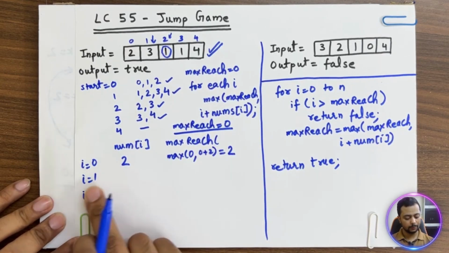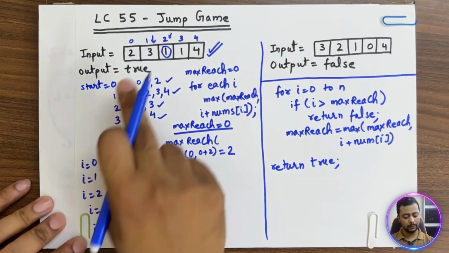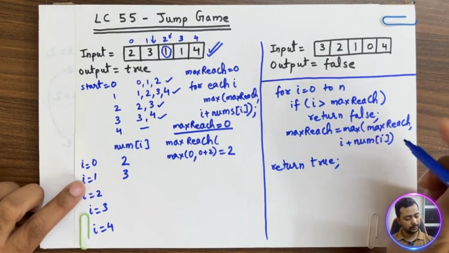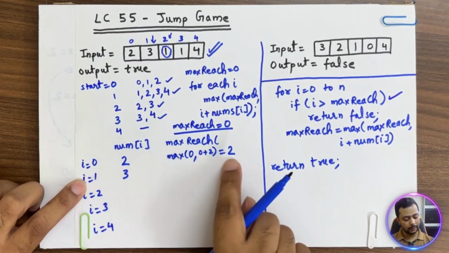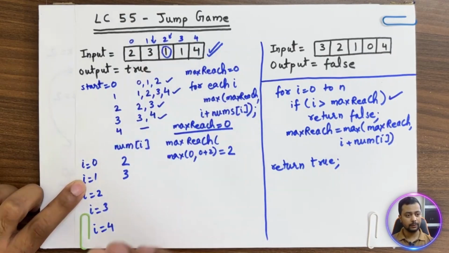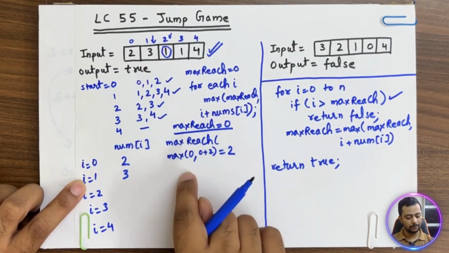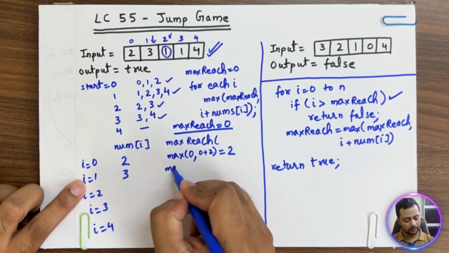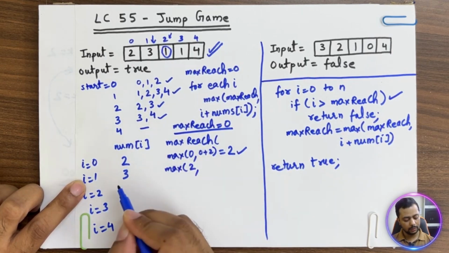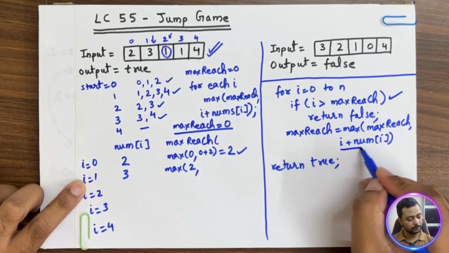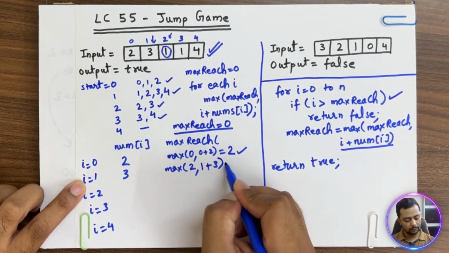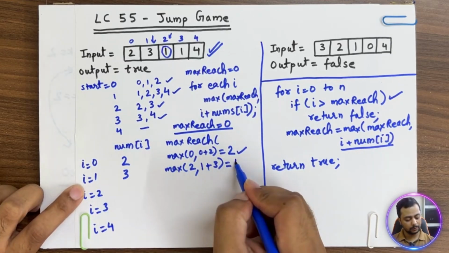Now, let's come to the next index. At I is equal to 1, numbers of I is 3. So now again check this condition. Is 1 greater than 2? No, obviously not. So which means the first index is still reachable. Now we will update max reach, which will be the maximum of the previous value, which is 2, comma, I plus numbers of I. So I is 1, numbers of I is 3. So now max reach becomes 4.